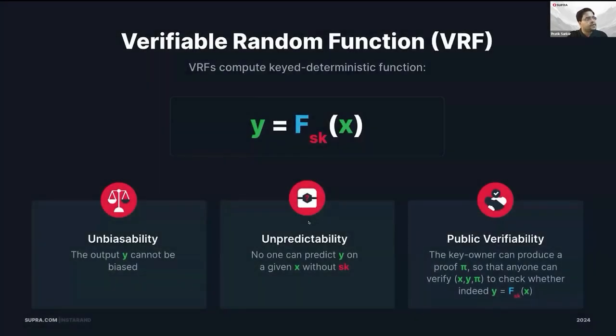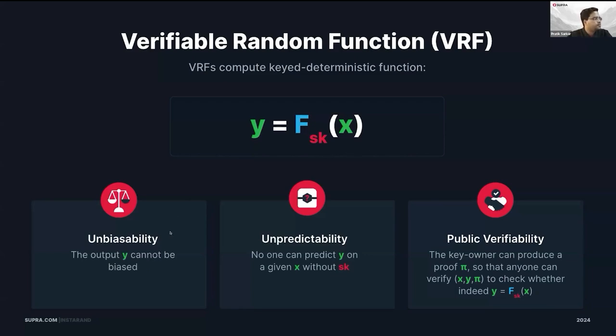Now, let me redefine the primitive of PRF in this setting. In this setting, the PRF primitive becomes a VRF. Here, again, we repeat the same process. That is, Y is computed on X. But in addition, there will be a proof. So let me tell you what properties a VRF needs to satisfy.